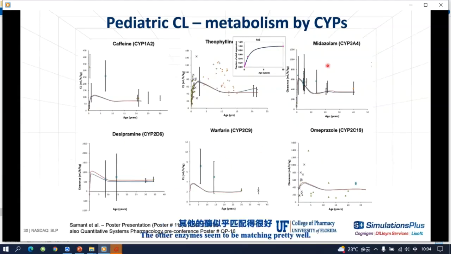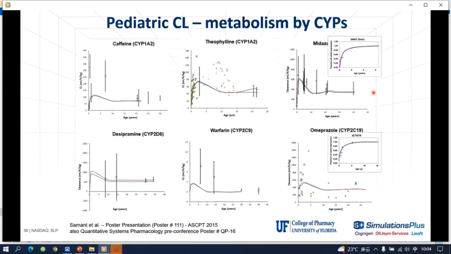The other enzymes seem to be matching pretty well. Here are the cases for 3A4, 2C9, 2C19, 2C18, which also had the more rich data sets. And those also had the ontogenies captured a little bit more completely, more accurately. So it resulted in more accurate clearance predictions.